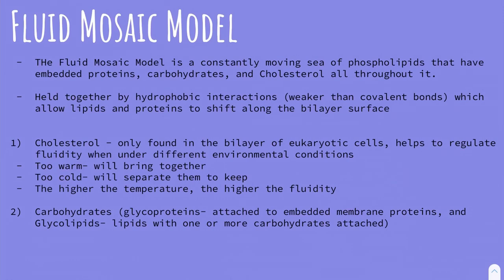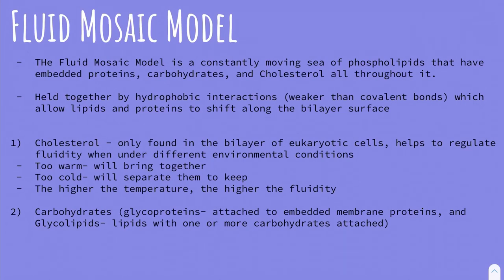Next, we have the fluid mosaic model, which is a constantly moving sea of phospholipids that have embedded proteins, carbohydrates, and cholesterols all throughout it. They're held together by hydrophobic interactions, which are actually weaker than covalent bonds, but allow lipids and proteins to shift along the bilayer surface.